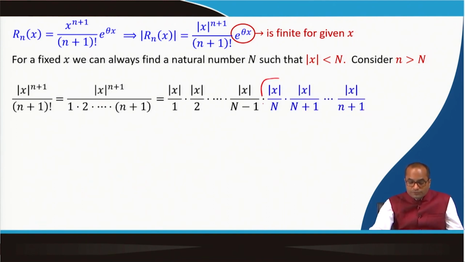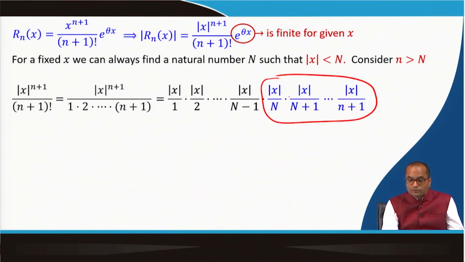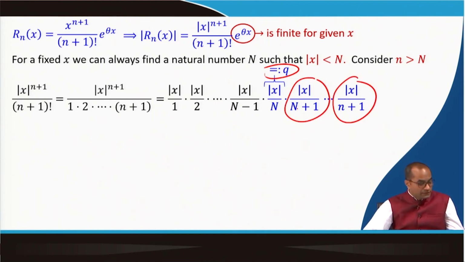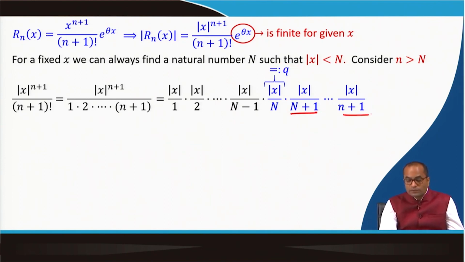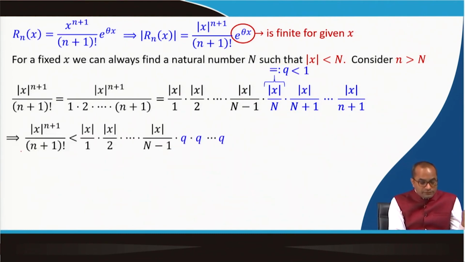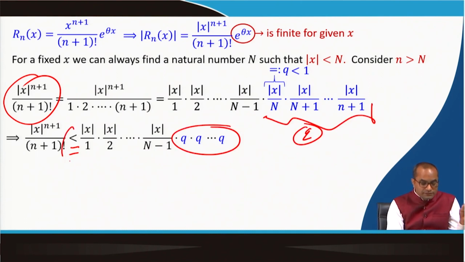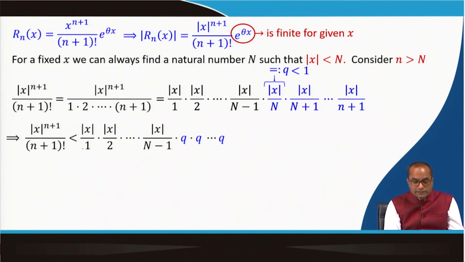Well, if you observe these terms here, mod x over n is less than 1. So we set this to q, where q is less than 1, and the following terms will be even less than q. So we can replace all these by q's and set everything to less than. Here all these have been replaced by q, and therefore this less than symbol has come here in the inequality.